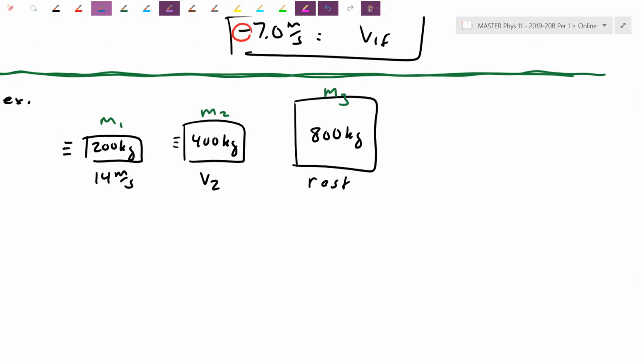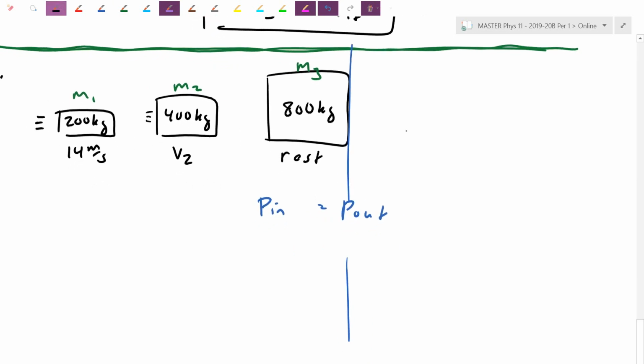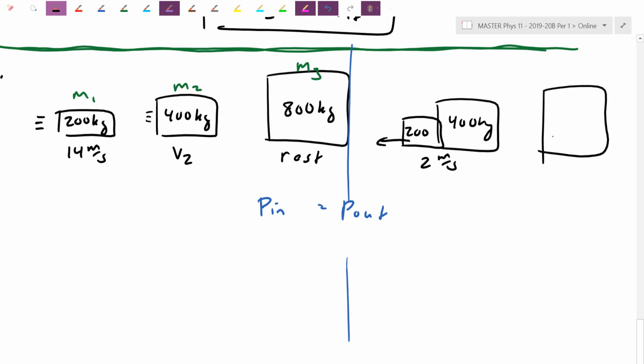Just to keep things simple, so that we can go P in equals P out, let's imagine by the time M1 catches up to M2, M2 has just hit M3. So all three collisions happen all at once, and we want to see what happens after the collision. Say the 200 and the 400 kilogram end up squishing together, so that mass is mangled together. I'm going to tell you that this one ends up traveling this way at 2 meters per second. The question here is the 800 kilogram object that was sitting at rest. I want to know what its final velocity is.